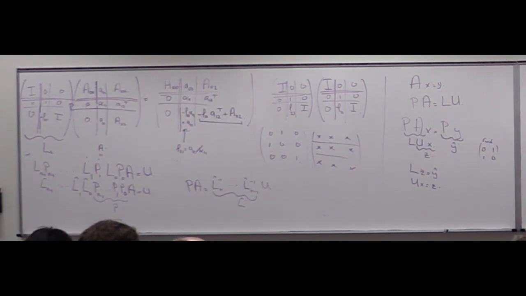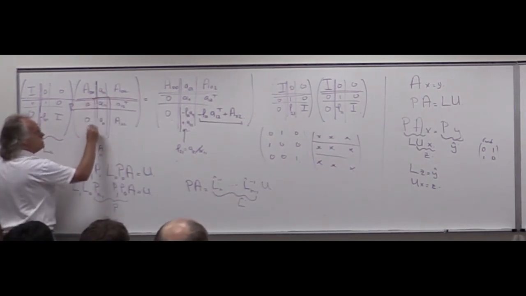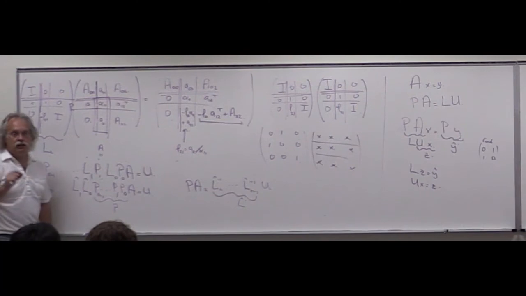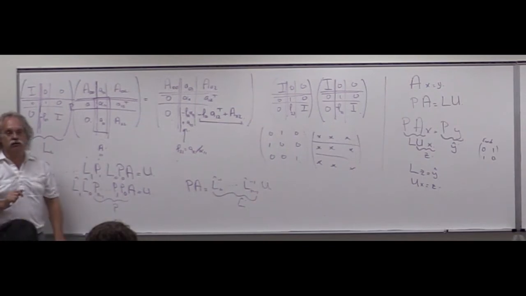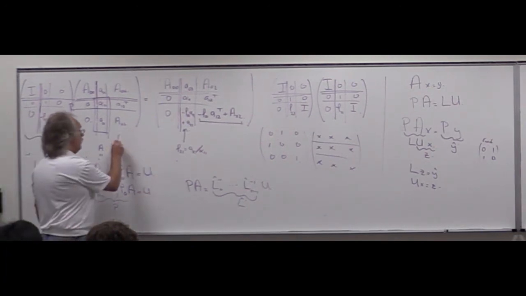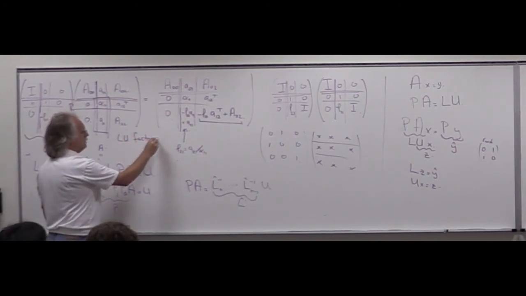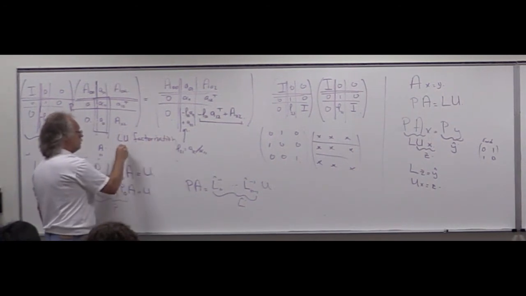So, the moral of the story is, every time you get to this stage, you look at all of these entries, you find the entry with largest absolute value. You swap that row to the top. You do a step of LU factorization. You apply a Gauss transform, however you want to think about it. You move on. Okay? And that's known as LU factorization with partial pivoting.